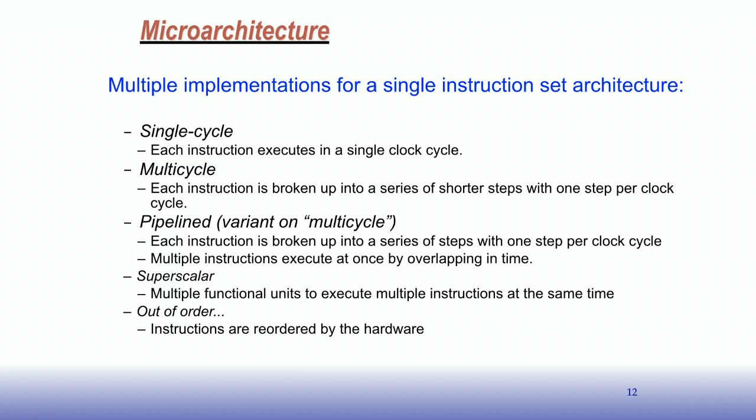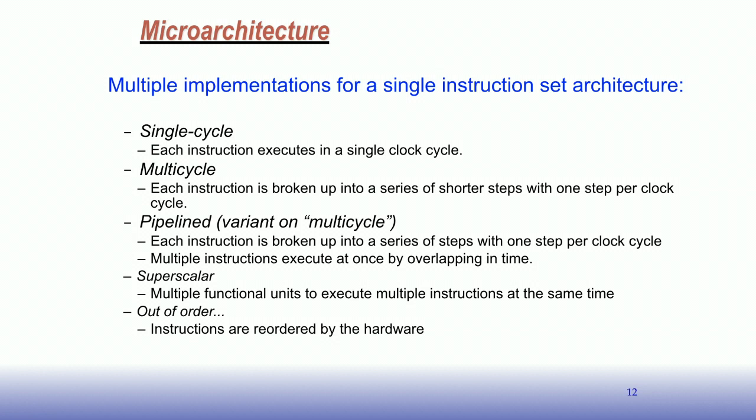There's multi-cycle, where each instruction is broken up into a series of shorter steps, one step per clock cycle. There's the pipelined version, which we'll talk about. There's superscalar, which is a very popular idea these days commercially, where there are multiple function units, and so we can execute multiple instructions at the same time. This is a way to get higher performance, to get your programs to run faster, because you're starting more than one instruction at a time. And then some of these superscalar processors actually execute instructions out of order. So they don't have to execute strictly in program order. The hardware will reorder the instructions, and that can boost performance even more.